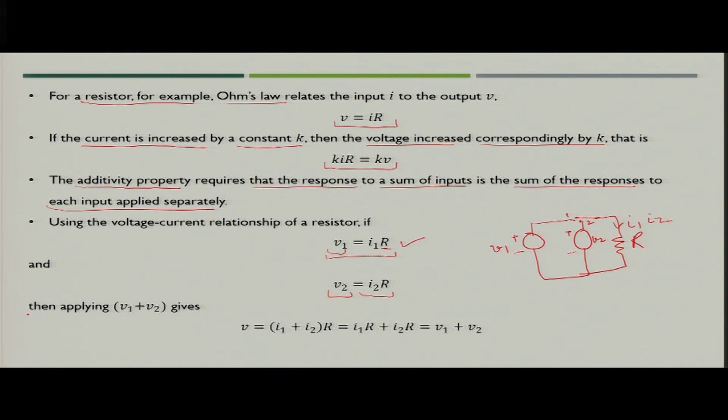Now, when you apply both V1 and V2 at the same time, the current should be the sum of the individual currents provided by the individual voltages, and it will follow the equation V1 plus V2 equals I1R plus I2R. So, this is basically called the additivity property, meaning you can add the responses of the individual voltage or current sources and get the final response, that may be in the form of current or voltage.